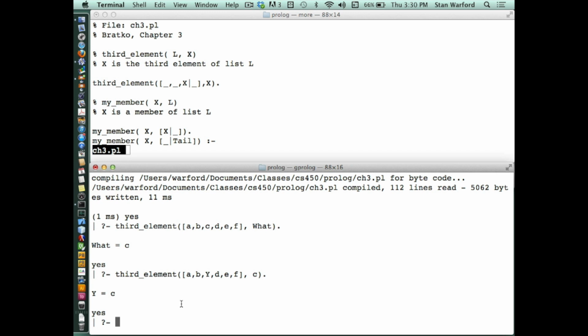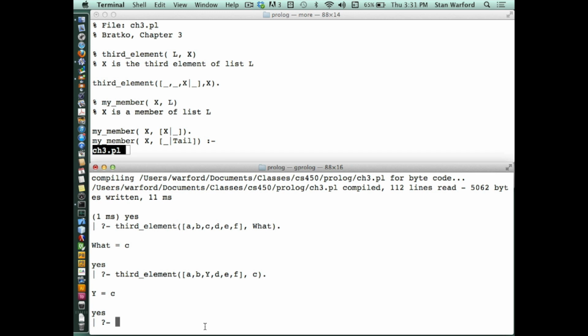In other words, here's what the question is. How can it be true that, see, here's L, X up here in the definition. X is the third element of L. C is the third element of this list. What matching can make that true? You see what I'm saying? What matching can make C being the third element of the list true? Well, if Y is instantiated to C, then C is the third element. And so it searches for it and it finds it.